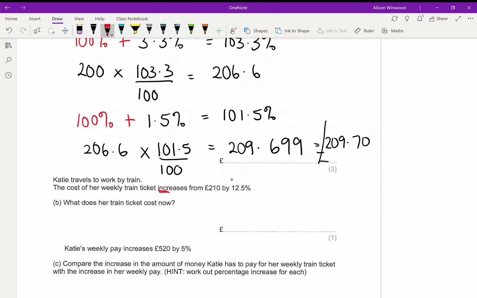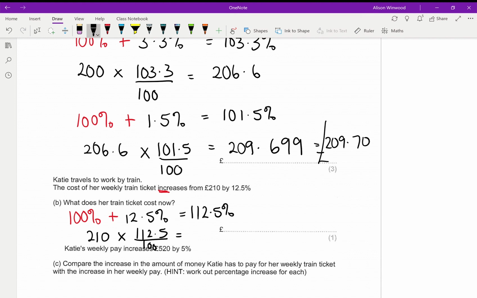Another increase question, so we're going to do 100% plus, and it's 12.5%. So it's going up to 112.5%. It was 210, so multiply by 112.5%. And we get £236.25.